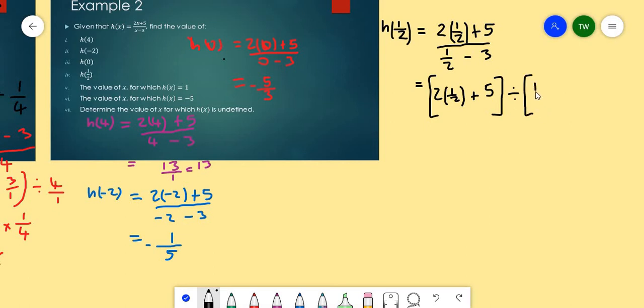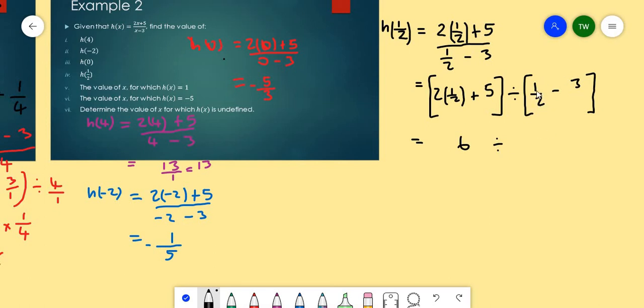So it's going to be 1/2 minus 3. So remember, all I did in this step was just to rewrite this problem. So now I'm going to solve what's inside both brackets. Alright? And then divide. So this is our numerator here. So 2 times 1/2, that's just 1. And 1 plus 5, that's just going to give us 6. Keep my division sign.